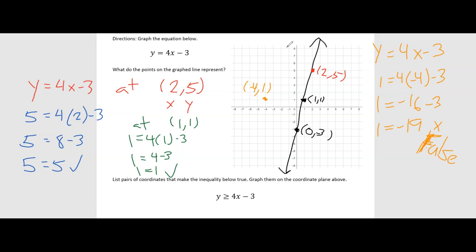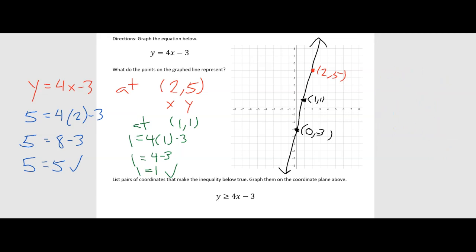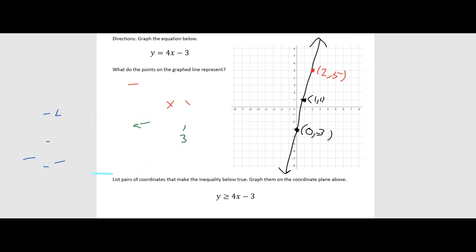Let's take a look at what's below. It says list pairs of coordinates that make the inequality below true. Graph them on the coordinate plane above. So I'm going to get rid of this point. Going to get rid of all this because I'm going to be working up here. I don't want to get rid of the graph. But you guys can just do your work below. So see if you can find numbers for x and y that make this inequality true. Write as many as you can down in, let's say, 2 minutes. Go.